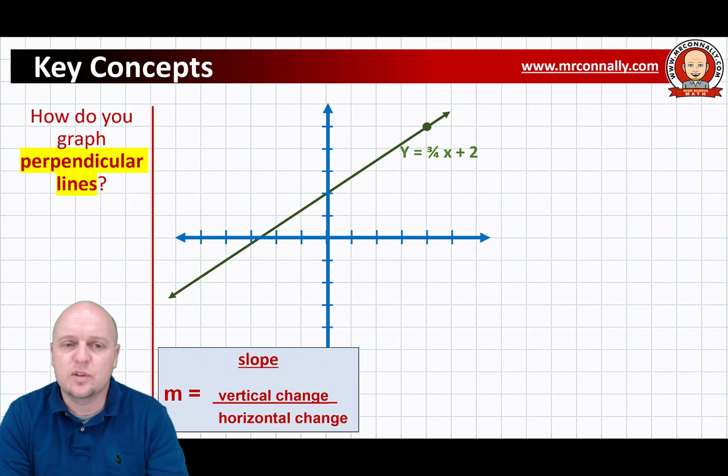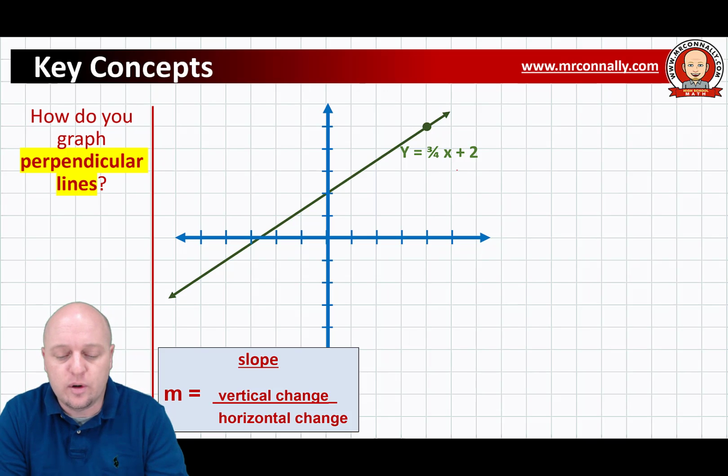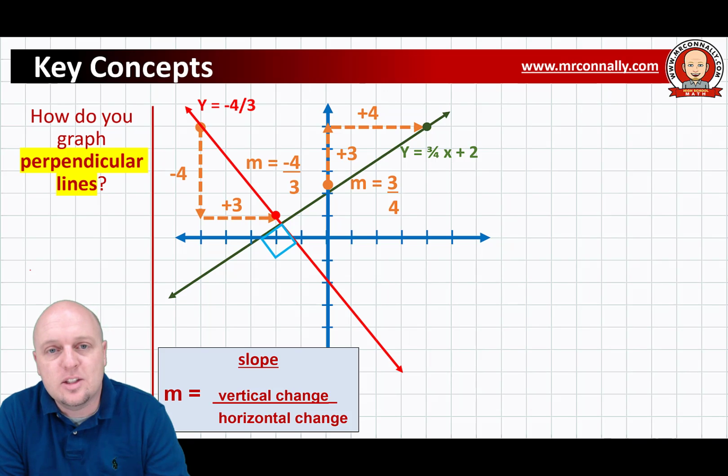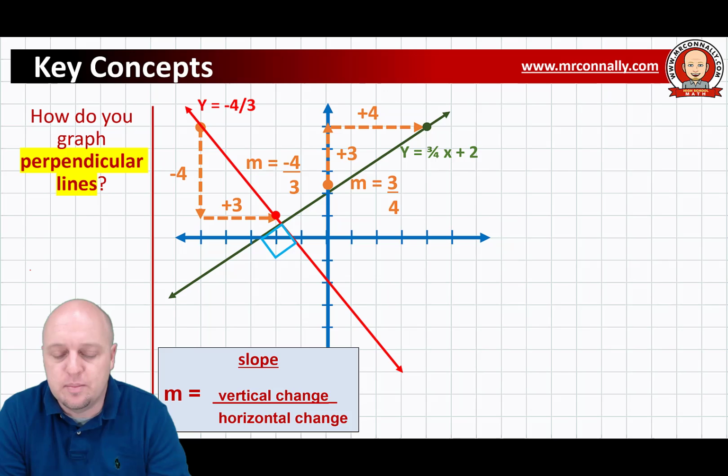Our key concepts for today: how do you graph perpendicular lines? Well, let's say I have a line, y equals 3/4 x plus 2. We know this is slope-intercept form, so 3/4 is the slope, or the ratio of the vertical change over the horizontal change. Now, to be perpendicular, the slope we've calculated as 3/4 has to be something called a negative reciprocal.